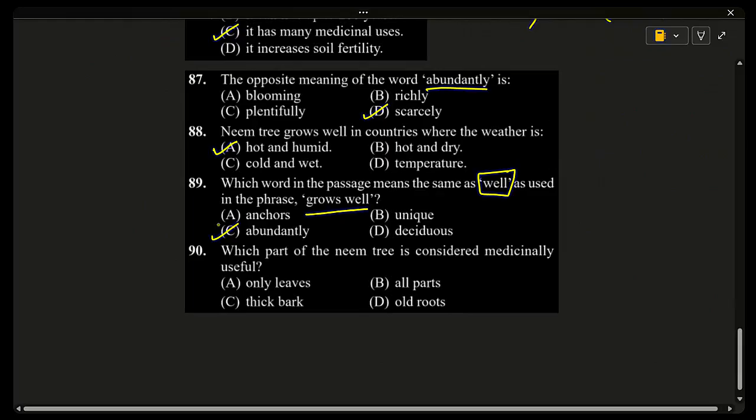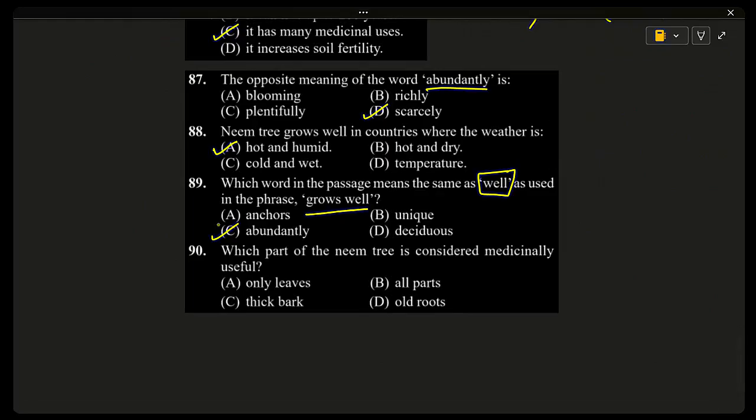Which part of the neem tree is considered medicinally useful? Only leaves, all parts, thick bark, old roots. They mentioned in the passage in the beginning clearly that all parts of the neem tree have good medicinal values. Option B. So doubts in this passage, students, you can raise a hand.